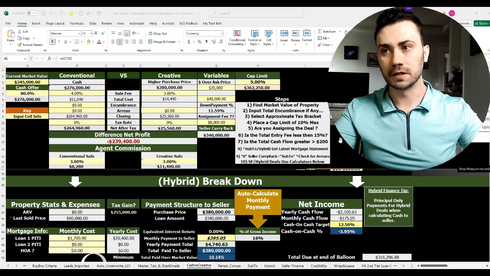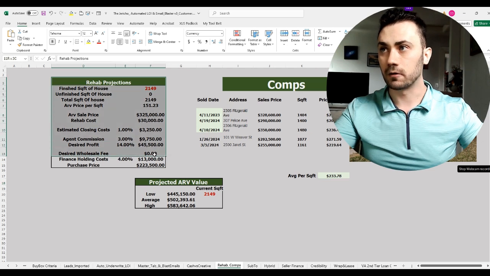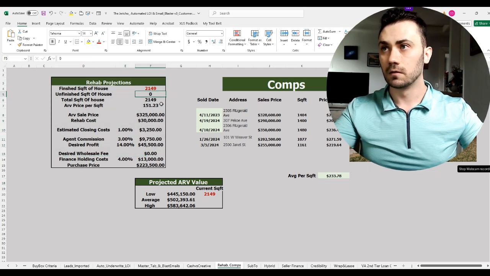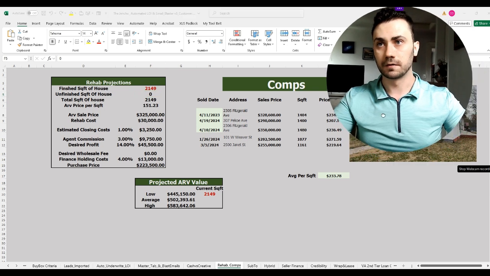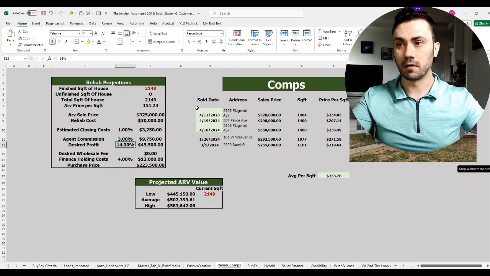We have that option here in the Jericho software if you want to take a look at the ARV and work your way backwards in terms of what you think the property would be worth with X amount of dollars invested into it. And if you want to calculate your desirable profit, you have the ability to calculate that here in the Jericho software. That's under the Rehab and Comps tab.